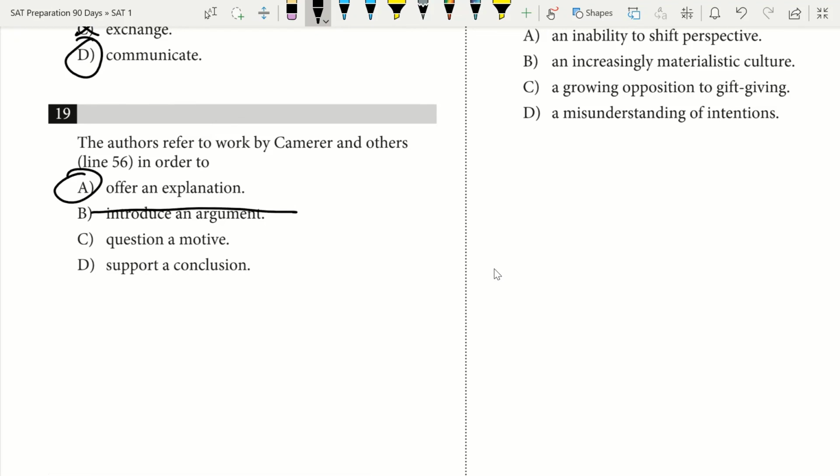We aren't introducing an argument. We are just offering the explanation for that previous argument that gift givers conflate that monetary value with appreciation. We're not questioning any motives because no motive, or we do have a motive, right? The motive is gift givers are expecting an increased appreciation with monetary value, but we're not questioning that. We are just offering an explanation for why they believe that. So the big part there, questioning, we're not questioning anything. Supporting a conclusion, we're not supporting a conclusion because we're just offering an explanation for why that phenomenon occurs, right? It's not a conclusion, it's just a phenomenon that occurs. So we can get rid of those answer choices.